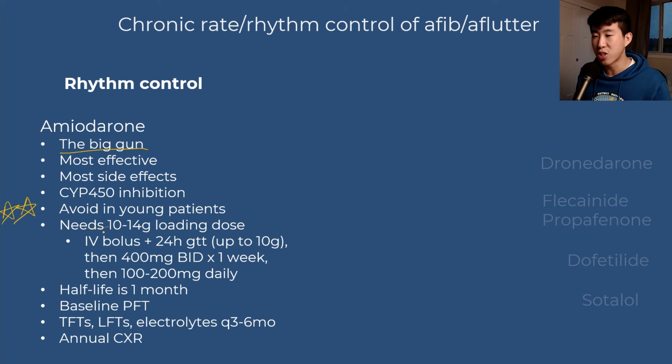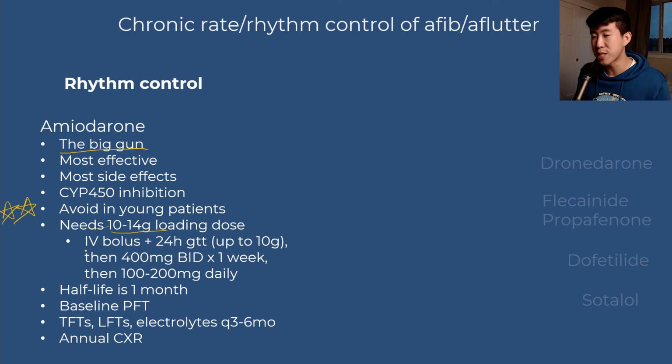In terms of the loading dose, you should know that it requires like 10 to 14 grams to get fully in your body and saturated. Basically, the way one of my attendings put it is that amiodarone needs to get into like every single cell in your body to start working. And so that's why it requires so much of a loading dose before it starts.